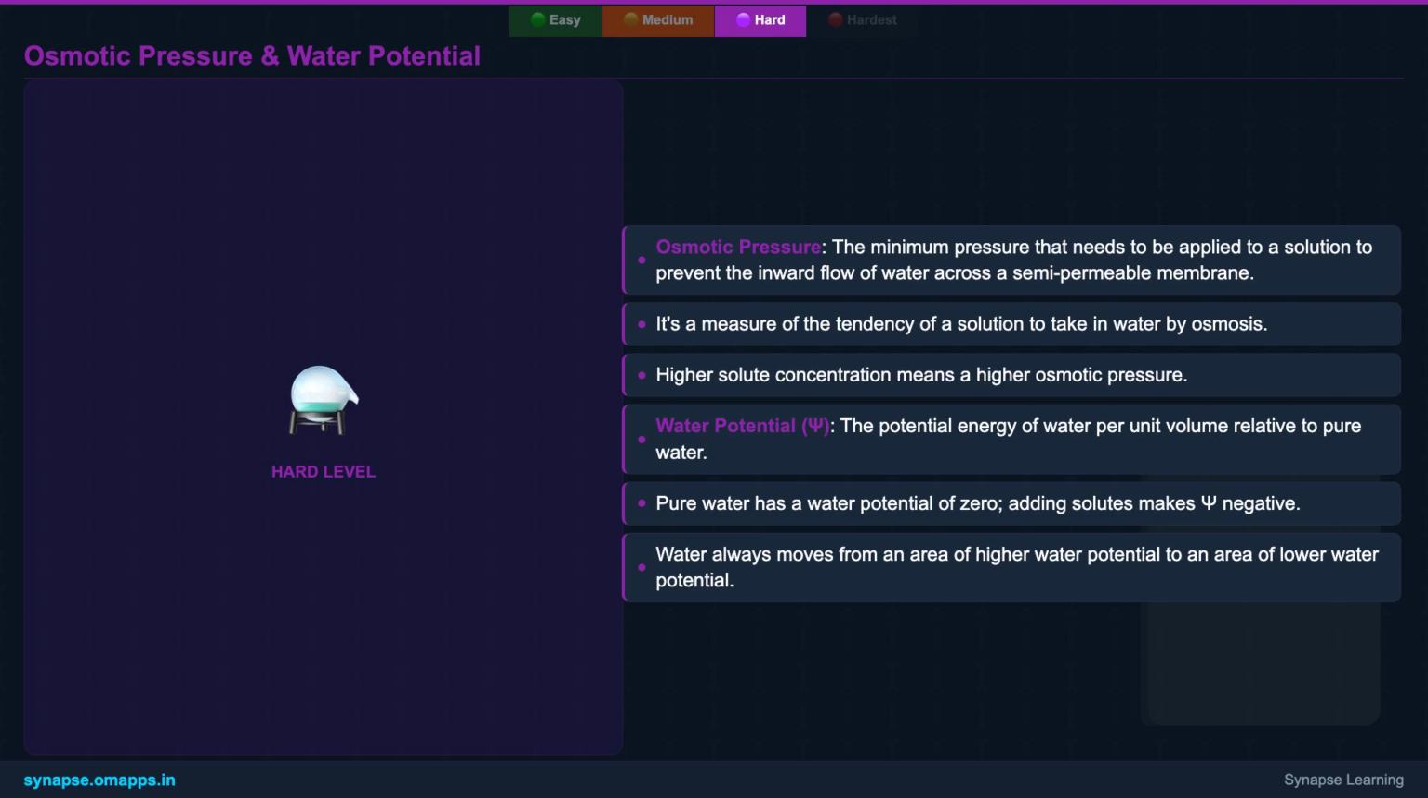Closely related is water potential, symbolized by psi. This is the potential energy of water relative to pure water. Pure water has a water potential of 0, and the presence of dissolved solutes always makes the water potential negative. Water always moves spontaneously from an area of higher water potential to an area of lower water potential, driving processes like water absorption in plant roots.